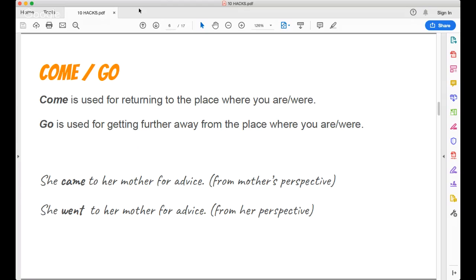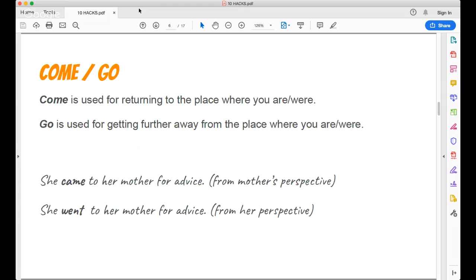Look, she came to her mother for advice. This sentence here is told from the mother's perspective. She came to her mother. So we are where the mother is. We are speaking from the mother's perspective. She came to her mother for advice. The second one, she went to her mother for advice.